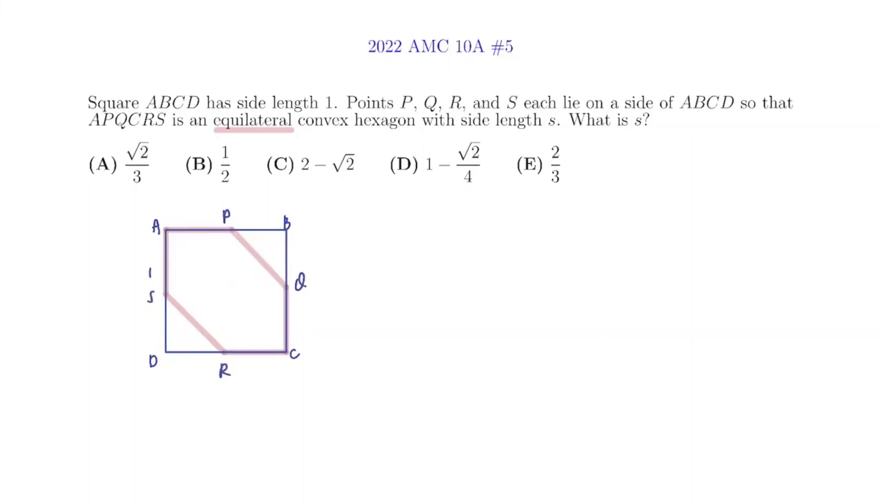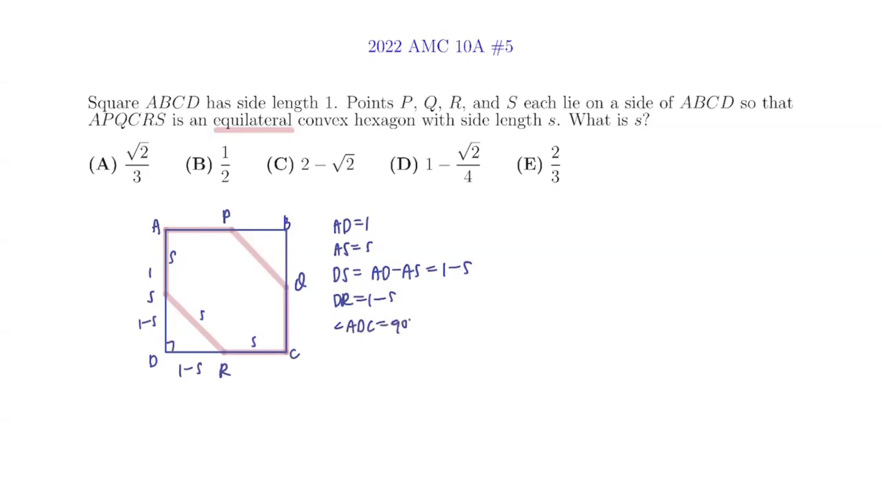We also know that we can label some sides to be S, S, and S. Since we know that, let's say AD is equal to 1, and we know that AS is equal to S, then we know that DS is equal to AD minus AS, which is 1 minus S. Similarly, we realize that DR also takes on the value of 1 minus S.